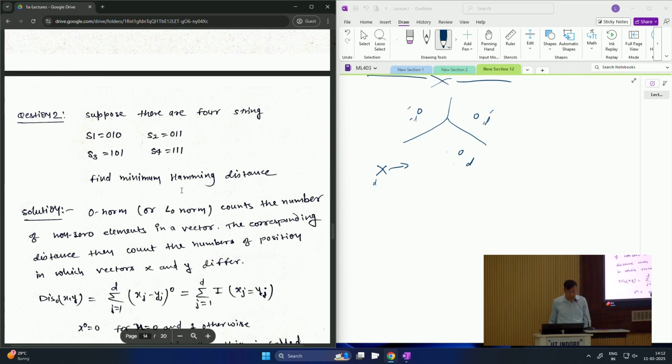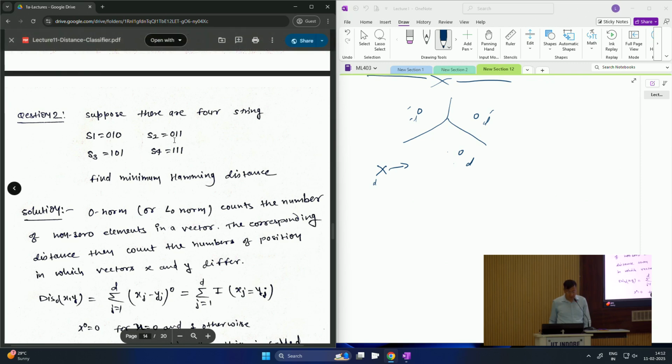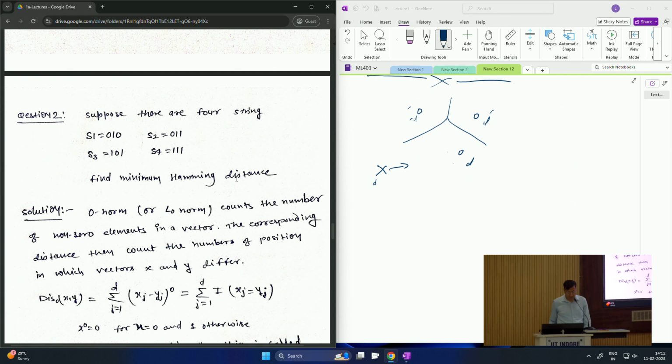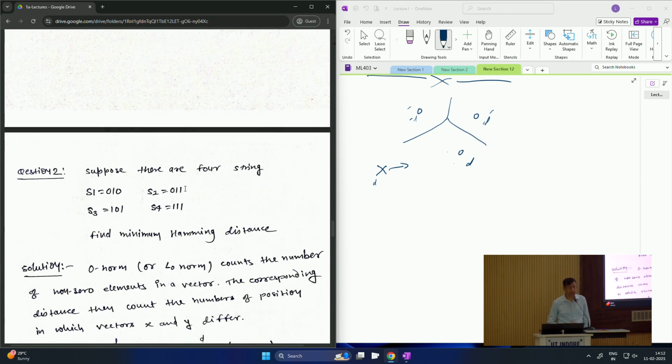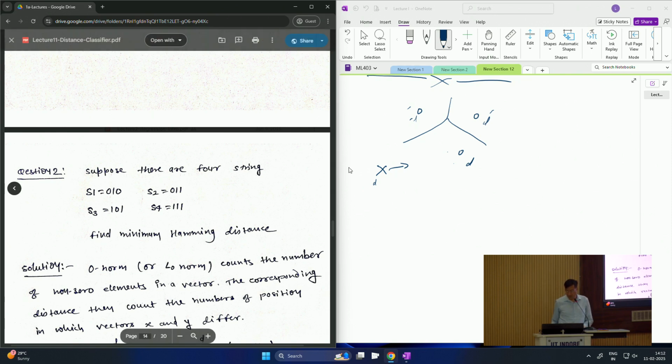You're given 4 strings, S1, S2, S3, S4, and you have to find the minimum Hamming distance. Can you find it? Work it out in your notebook now, just to check that you've understood this.